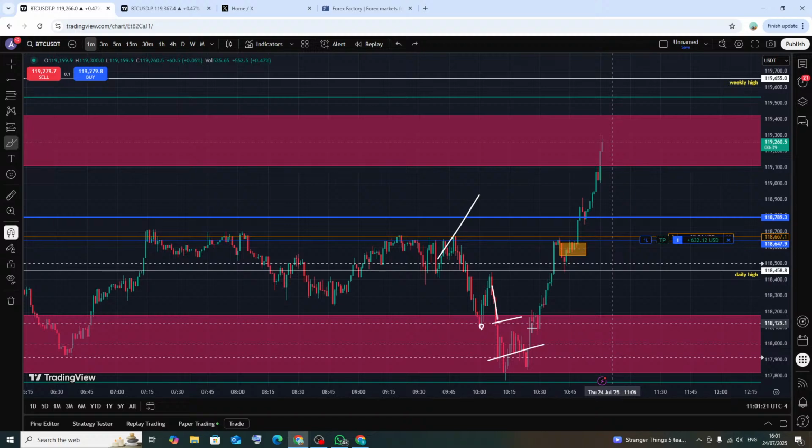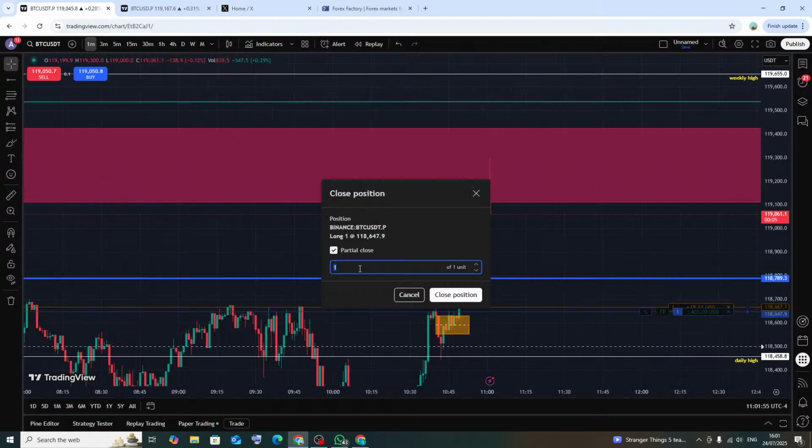Look at this rejection, man. I wanted to close more, man. 0.8, or maybe I close my position. I'm closing more. Just 0.2 we have on the charts. Let me see on a 5 or 15 minute time frame. Yeah, this is all done.